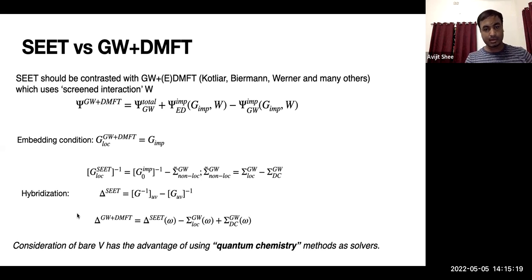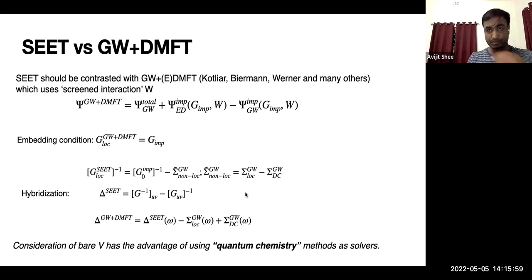And here, I'm skipping this part. This difference, I think, is fairly well known, and there is a difference with respect to the embedding condition and the hybridization term used in self-energy embedding and GW plus DMFT. Here, the primary focus is that because of the consideration of bare interaction, we can use quantum chemistry methods as solvers. And by quantum chemistry methods, what I mean here is mostly wave function based quantum chemistry methods.